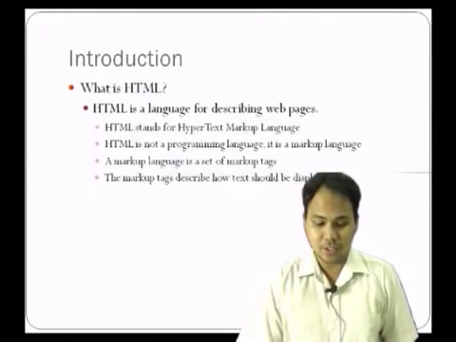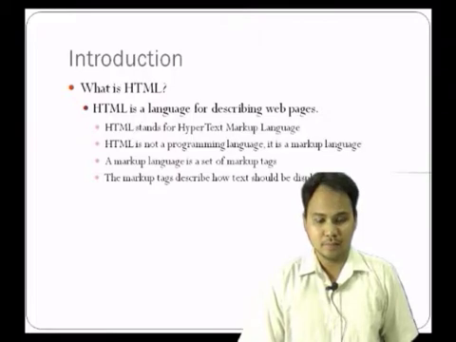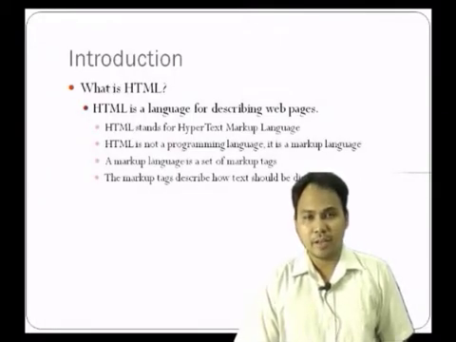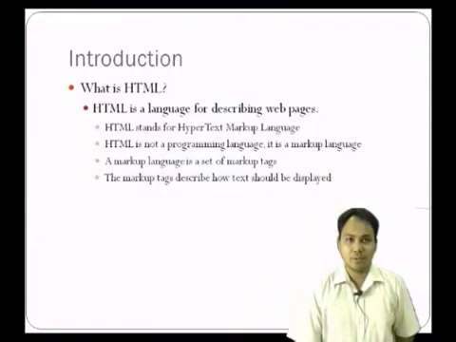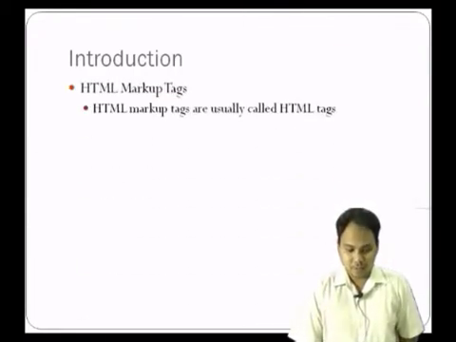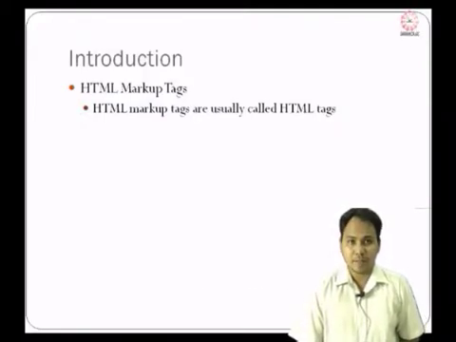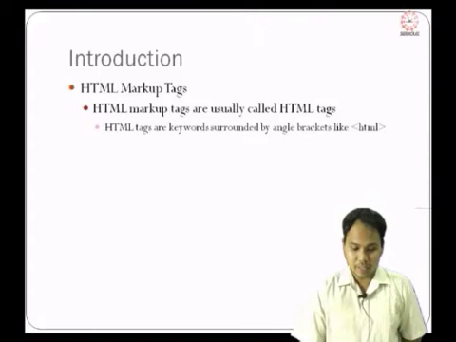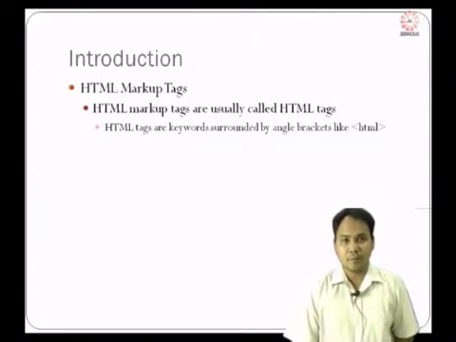A markup language is a set of markup tags. The markup tags describe how text should be displayed. So in an HTML, this will be displayed using the web browsers. HTML markup tags are usually called the HTML tags. HTML tags are keywords surrounded by angle brackets, like this example.